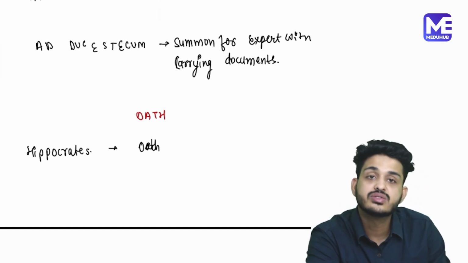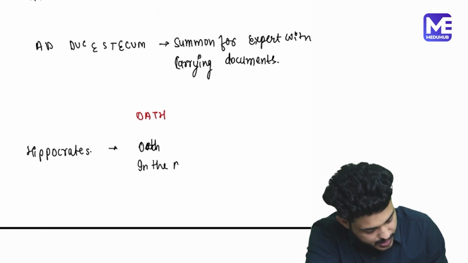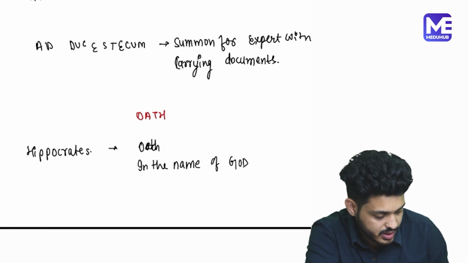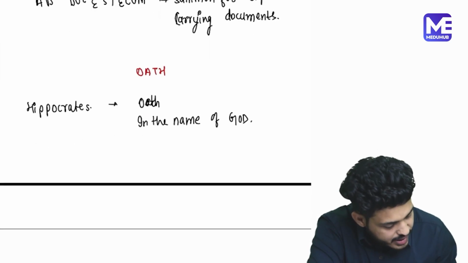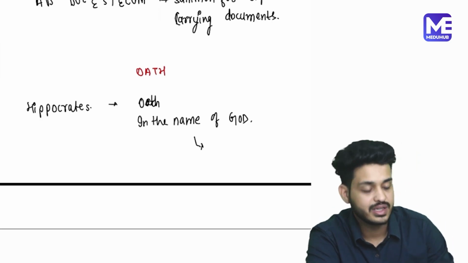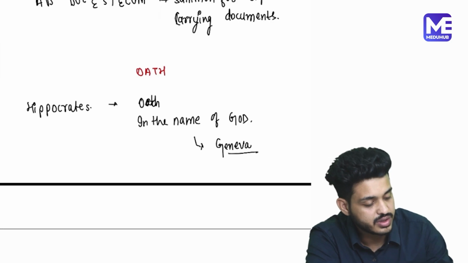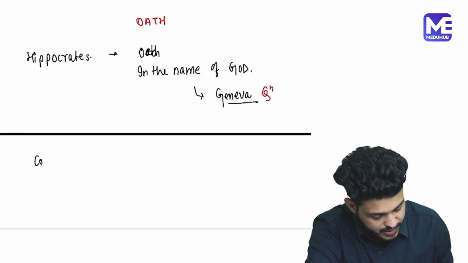An oath has to be taken in the name of God. And where was it first given? It was first given in Geneva. This was the question. It was first given in Geneva.